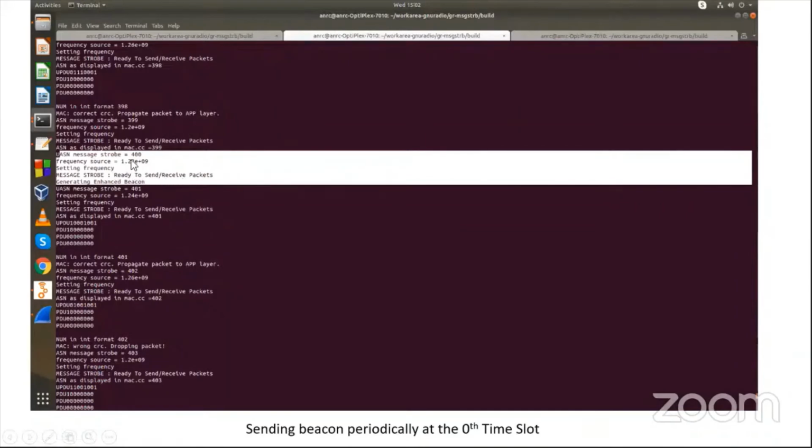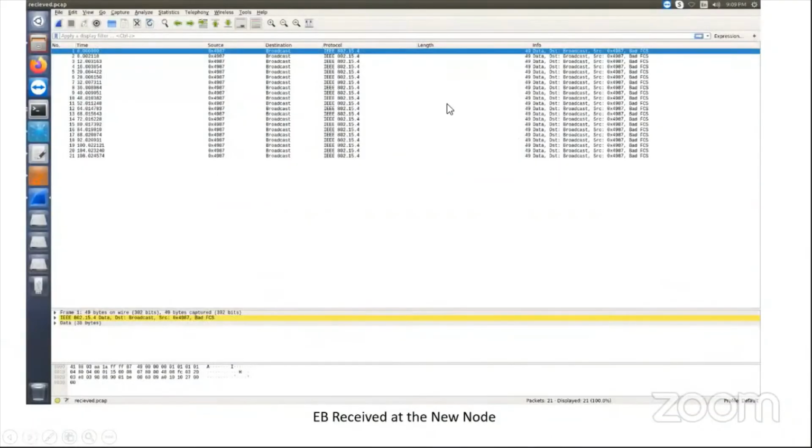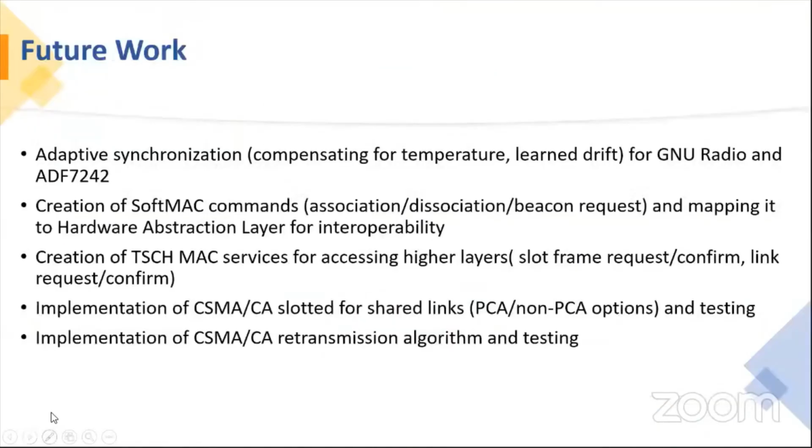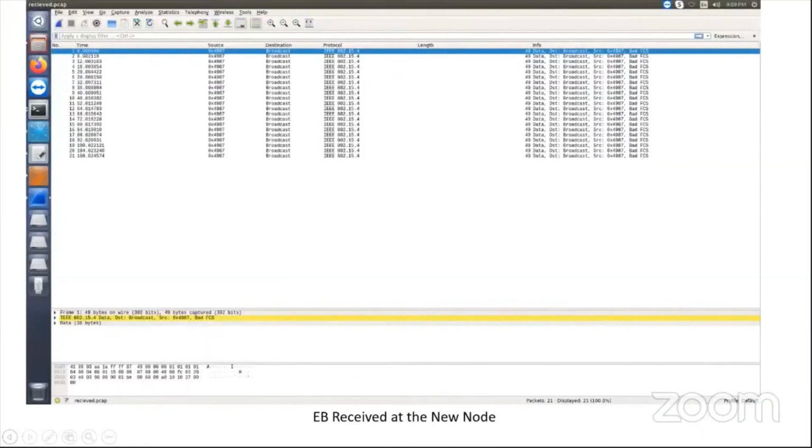We can see that with the transmission of the enhanced beacon at 1.22 gigahertz, we are also able to transmit other data packets at different frequencies. This clearly shows the channel hopping and also the transmission of the enhanced beacon at the 0th time slot of the slot frame. And this is the Wireshark log of the EB received at the new node at periodic time intervals. So this is it from the GNU Radio side.